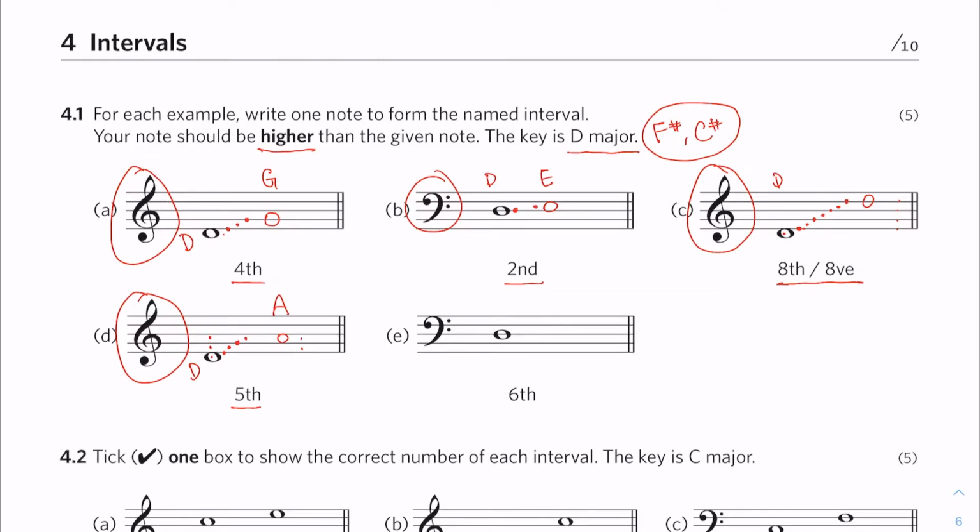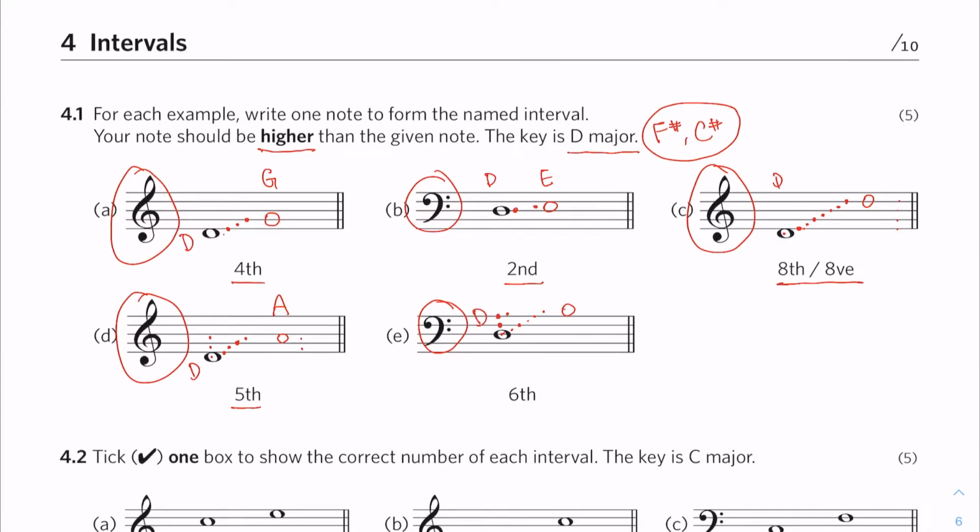Last question, we have a bass clef. Again, we start on D. We're going to find the sixth. What you can do is you can count. D is 1, 2, 3, 4, 5, 6. And you can double check. So this is 1. Skip to 3. Skip here to 5. 5 plus 1 is 6. So that's the same note, which is here.